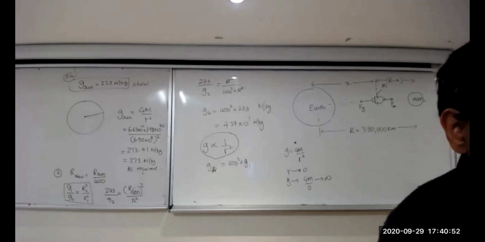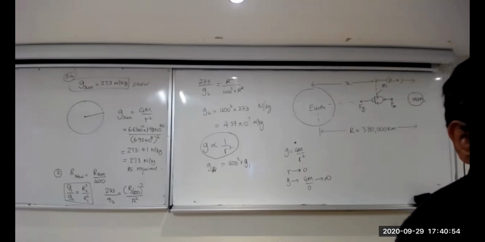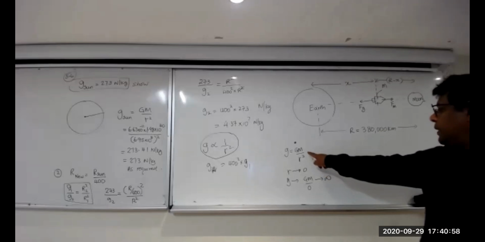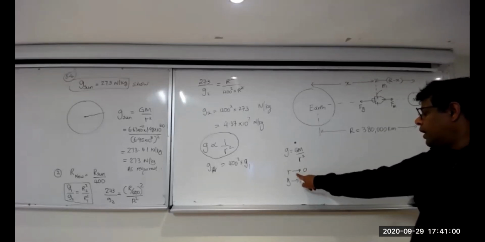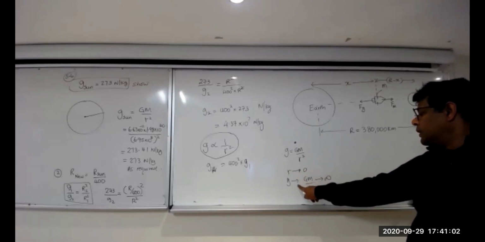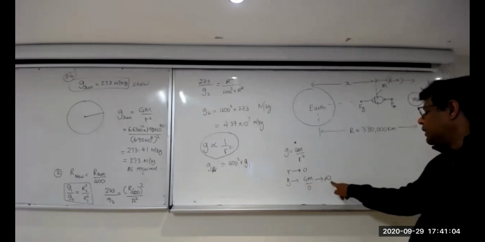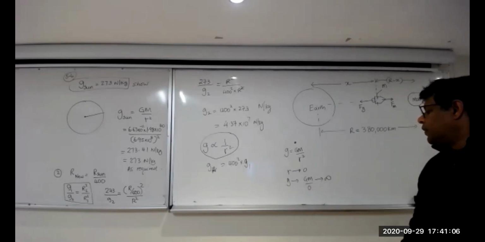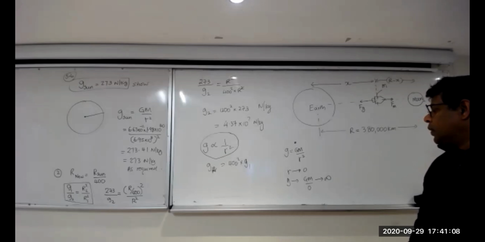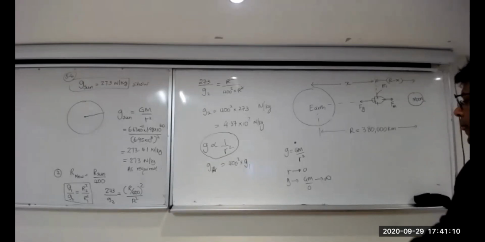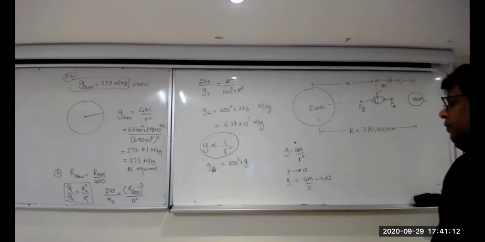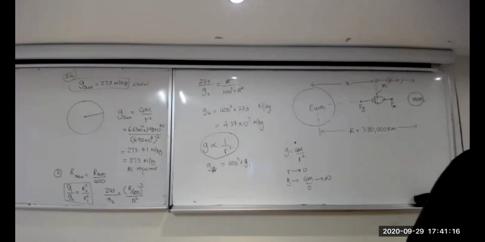Maybe just substitute the numbers: when r tends to 0, g tends to infinity, or is undefined. So the gravitational field strength becomes extremely large. You can't really define the size of the gravitational field strength.